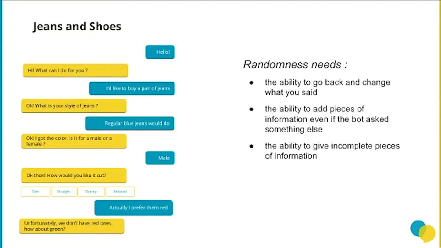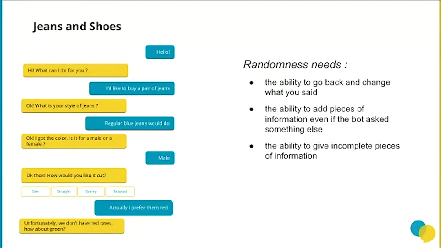And the guy replies, and at some point he asks for the cut, but the user replies that he prefers his jeans in red. So the chatbot needs to catch that and correct the color he already marked. So that's randomness, your ability to go back and change what you say, the ability of not really replying to what the bot asked, but maybe to reply to something else, or to something that he's going to ask you further. And the ability to give incomplete pieces of information means you can tell something very precisely, or you can just forget about something and say only vague information and complete it further in other sentences.